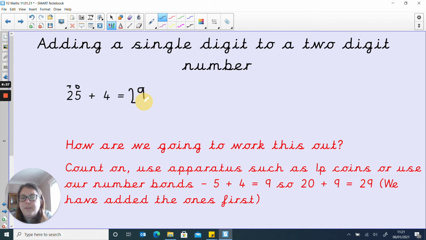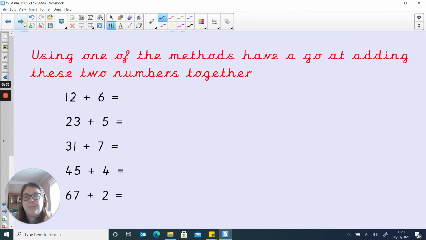Hopefully you were able to follow that. Okay, so we know 5 and 4 is 9. And then we have our 20. So we need to add those together, which then gives us 29. So hopefully that's helped as well. But let's have a look at some more.